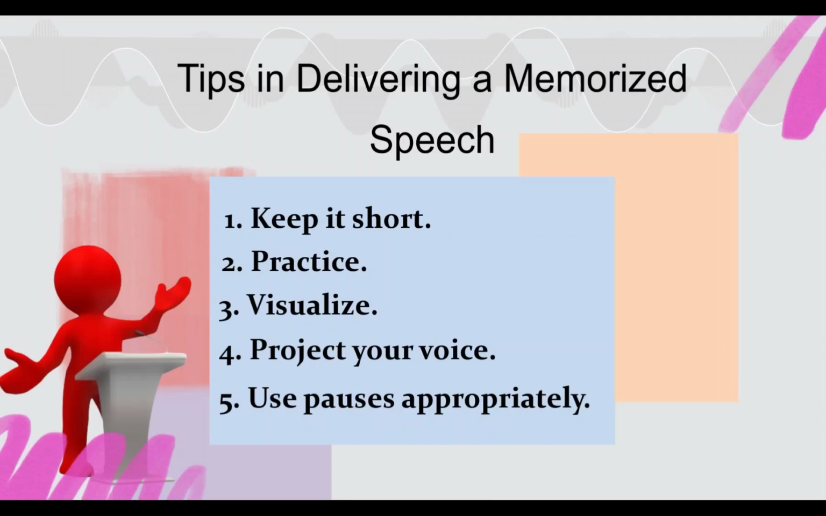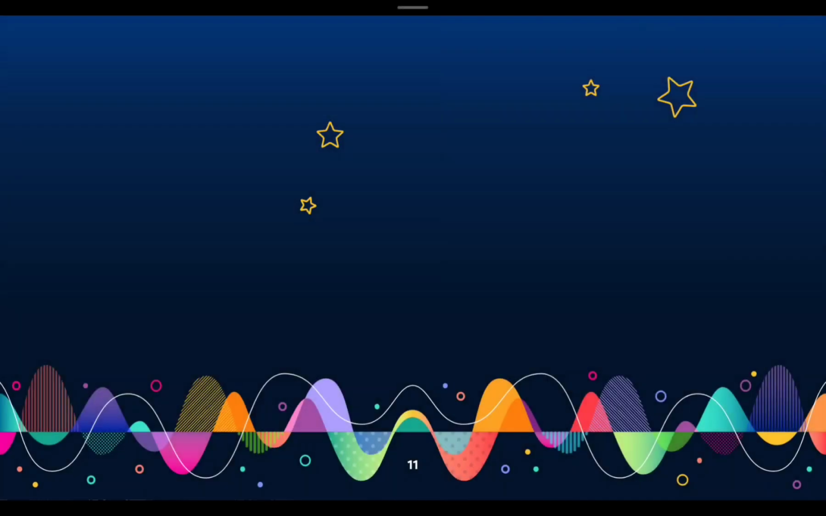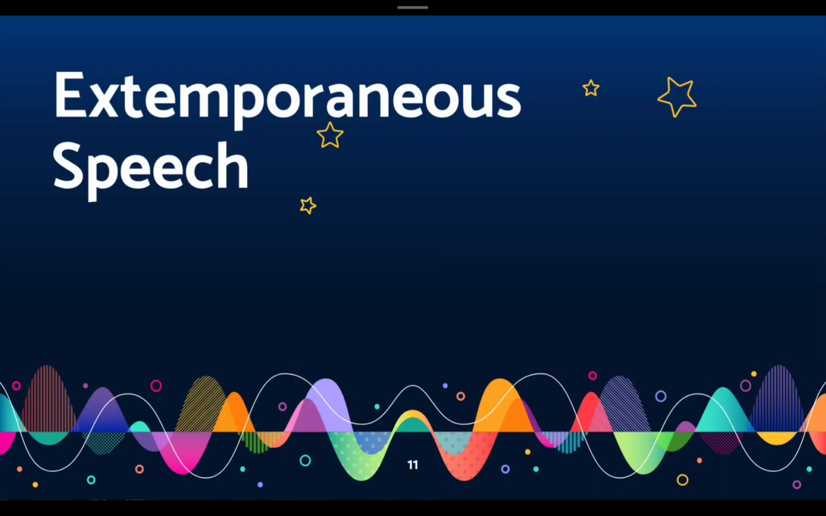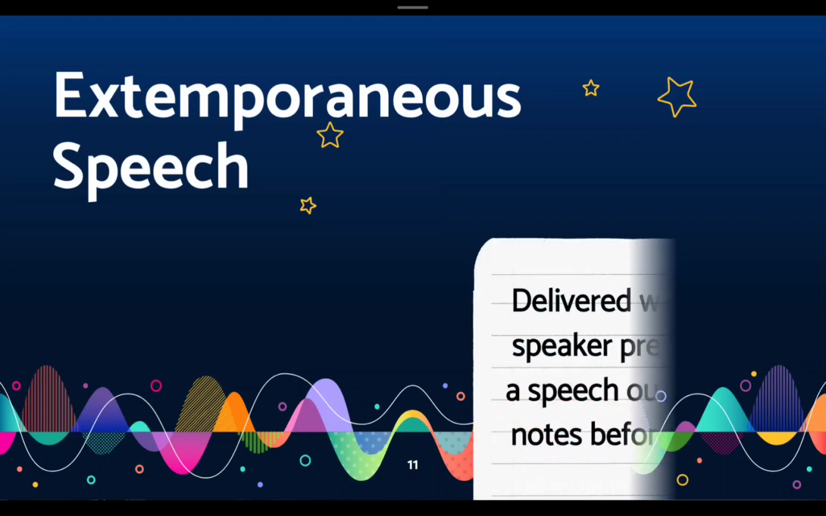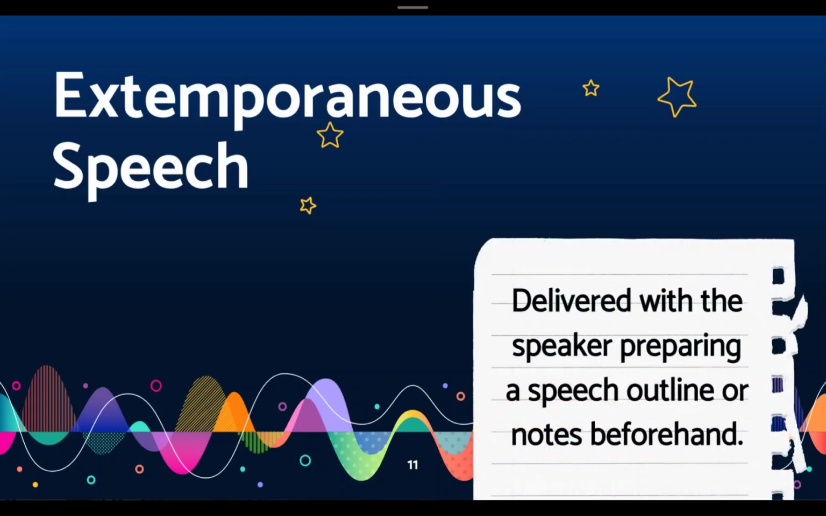Another type of speech according to delivery is extemporaneous speech. An extemporaneous speech is delivered with the speaker preparing a speech outline or notes beforehand. When giving this type of speech, the speaker does not read a manuscript word for word, nor does he or she memorize every word. Instead, the speech outline or prepared notes are used as a guide, and the speaker elaborates on it using his or her own words.